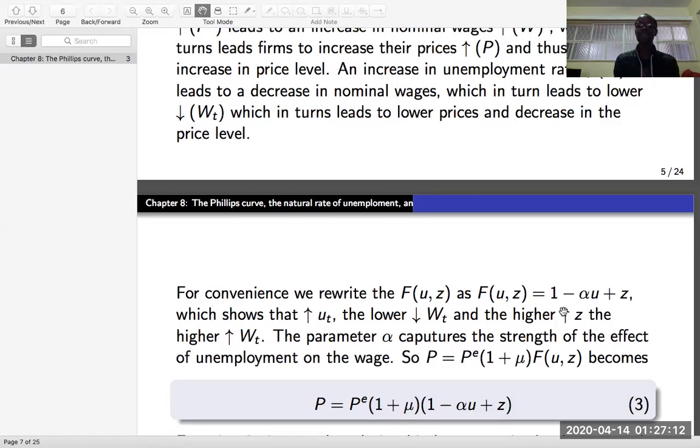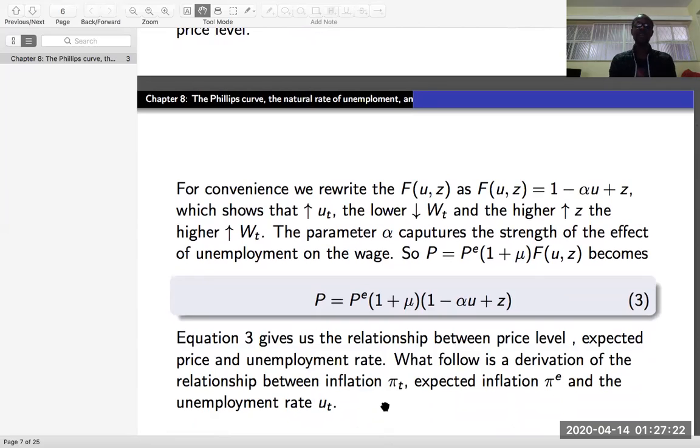So we can then write the relationship between price, expected price, markup, unemployment, and the catch-all variable as equation 3. Equation 3 gives us the relationship between the price level, expected price, and the unemployment rate. What follows is a derivation of the relationship between inflation and expected inflation.